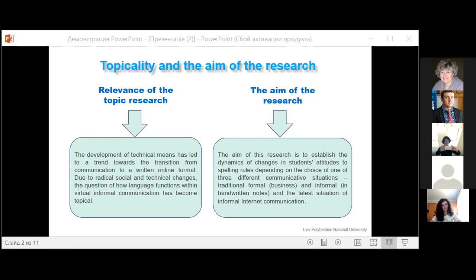The aim of this research is to establish the dynamics of changes in students' attitudes to spelling rules depending on the choice of one of three different communicative situations: traditional formal business, informal in handwritten notes, and the latest situation of informal internet communication.